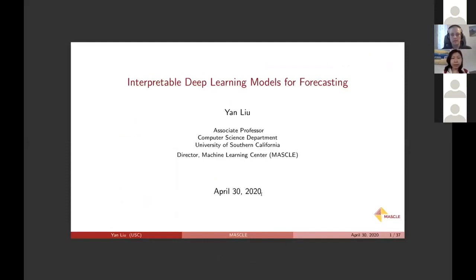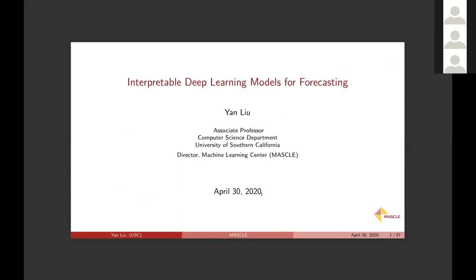Hi, everyone. Good morning. Thanks a lot for having me in this exciting workshop. Today, I'm just going to spend a few minutes to talk a little bit about some of the interesting research efforts we made recently on interpretable deep learning models for forecasting.